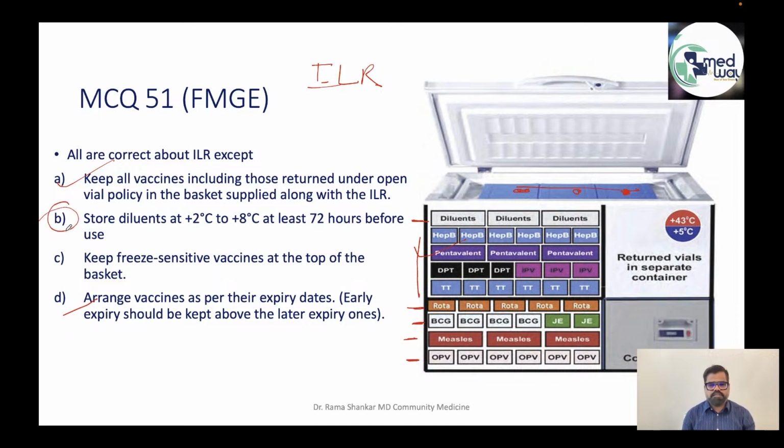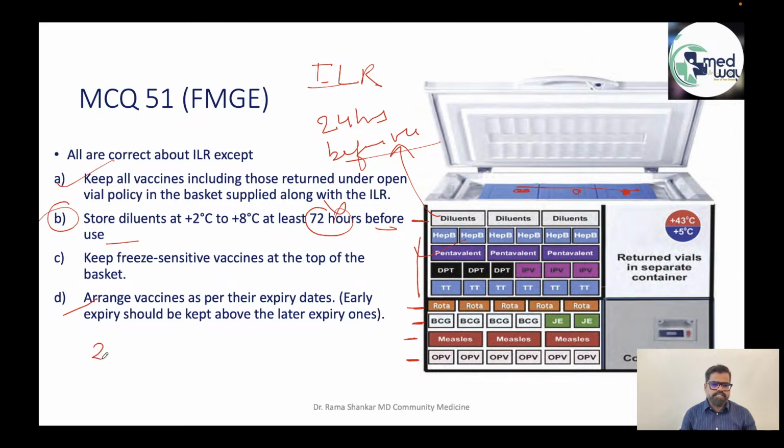Read the B option. Store diluent at +2 to +8 degrees Celsius at least 72 hours before use. This is wrong. Diluent cannot be stored 72 hours before use. It can be used only 24 hours before use. Diluent is not a vaccine, this is only to dilute the lyophilized vaccine like BCG, OPV.